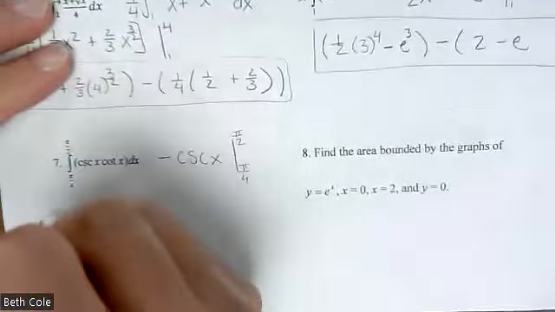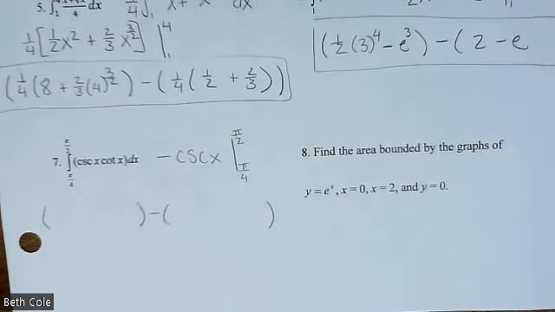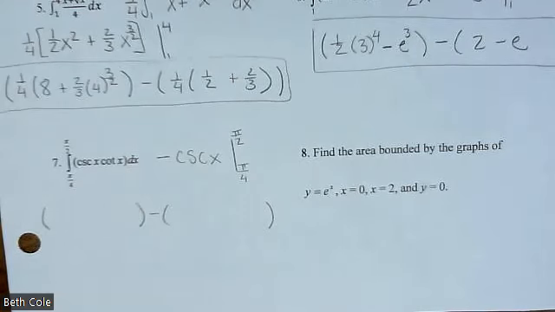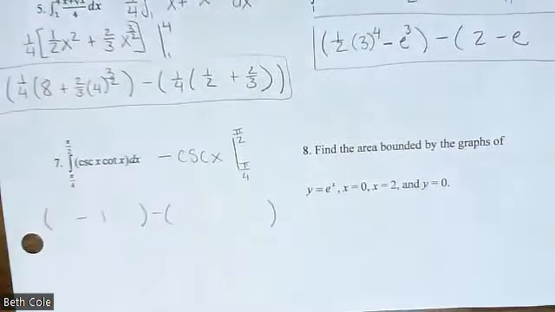All right. So upper boundary minus lower boundary. Where is pi over 2 on your unit circle? Up. It's 0, 1. Cosecant means you flip the y value. So 1 over 1, 1, but it's negative 1.